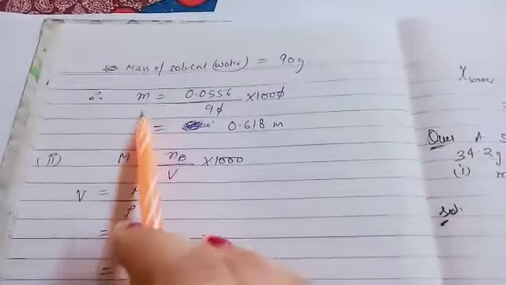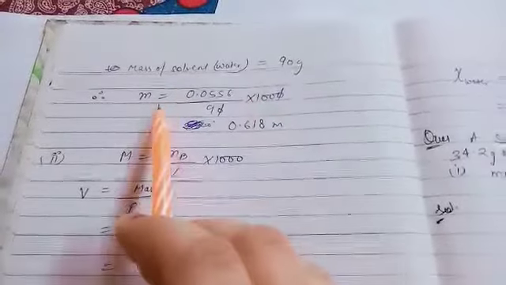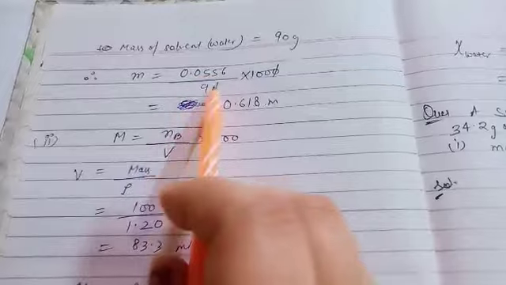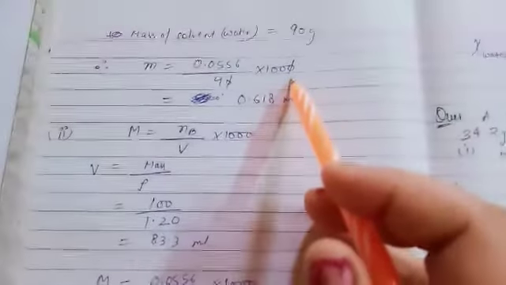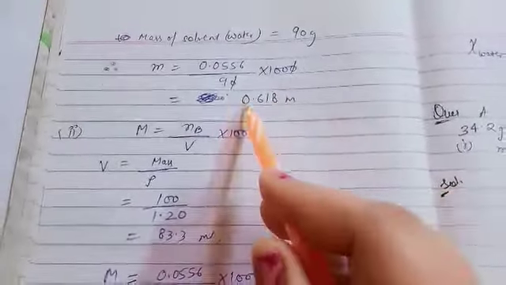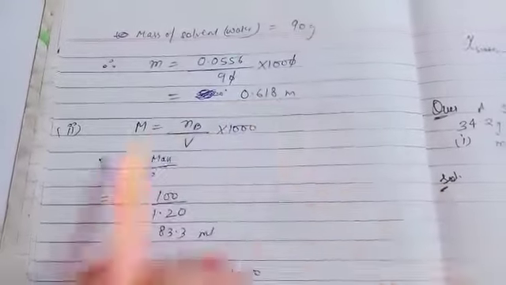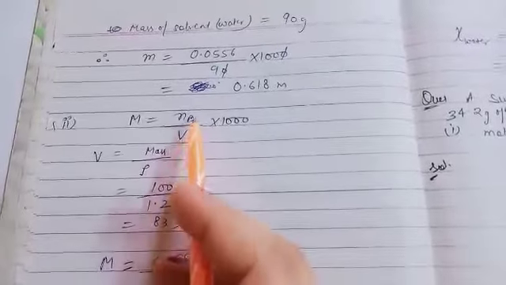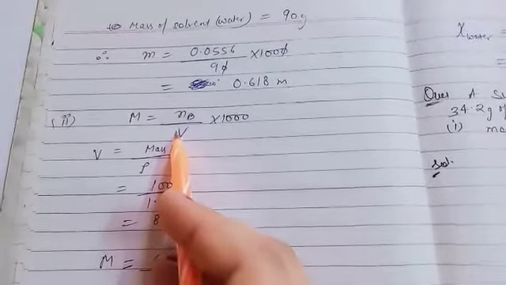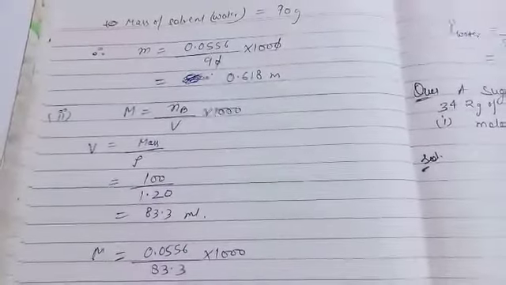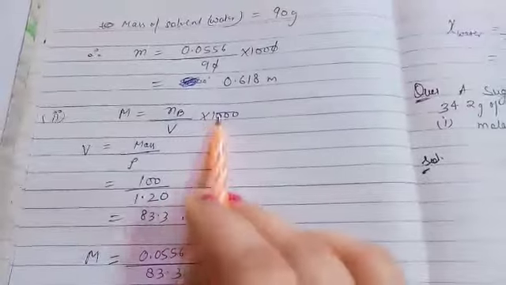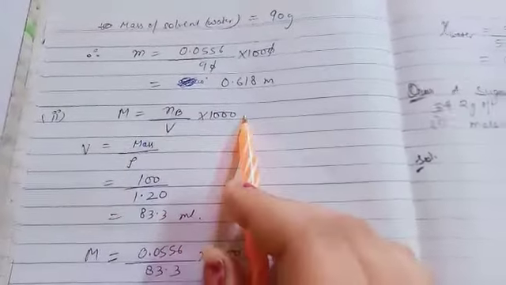Now put this value. For molality, the mass of solvent is 90. Molality is equal to 0.0556 upon 90 into 1000. After solving this, your answer is 0.618. Now another one is molarity, the number of moles of solute upon the volume of solution. But the volume is not given in liters, so you have to multiply this term with 1000. The formula is written here.